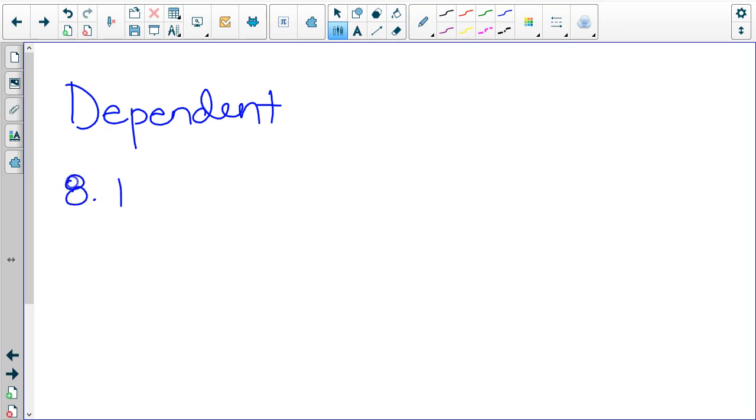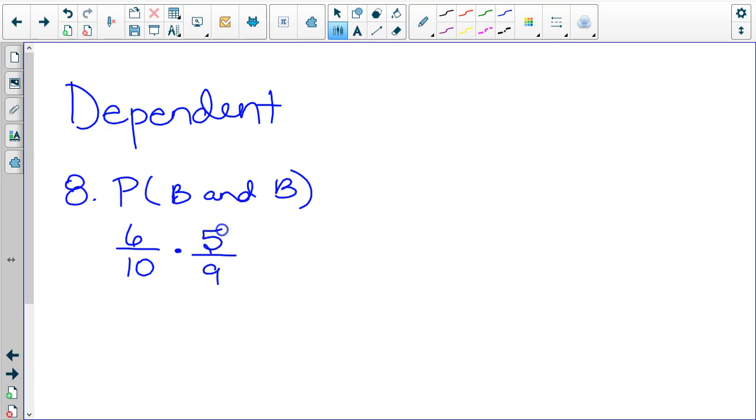Number 8 says, what's the probability that you choose a blue marble and a blue marble? So it'd be 6 out of 10 times. Okay, so if you're holding a blue marble and you don't put it back, you only have how many chances of getting another? 5 out of 9. See how that works? And then, yes, you can reduce, and if I'm going to be smart like him, I can make that a 1 and that a 2, and then 6 over 2 is just 3 times 1/9, or 1/3. So 0.33.